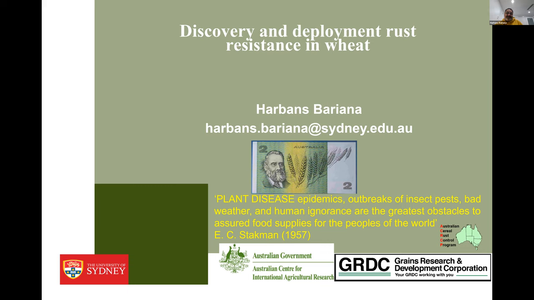And then I was reading literature and I saw Stakman's write-up in which he said plant disease epidemics, outbreaks of insect pests, bad weather, and more importantly, I think, human ignorance are the greatest obstacles to assured food supply for the people of the world. It just sums it all up for plant pathologists, wheat breeders: what we have to do, how can we achieve it? The majority of my career has been funded by the Grain Research and Development Corporation, and I had a few projects with the Australian Centre for International Agricultural Research.